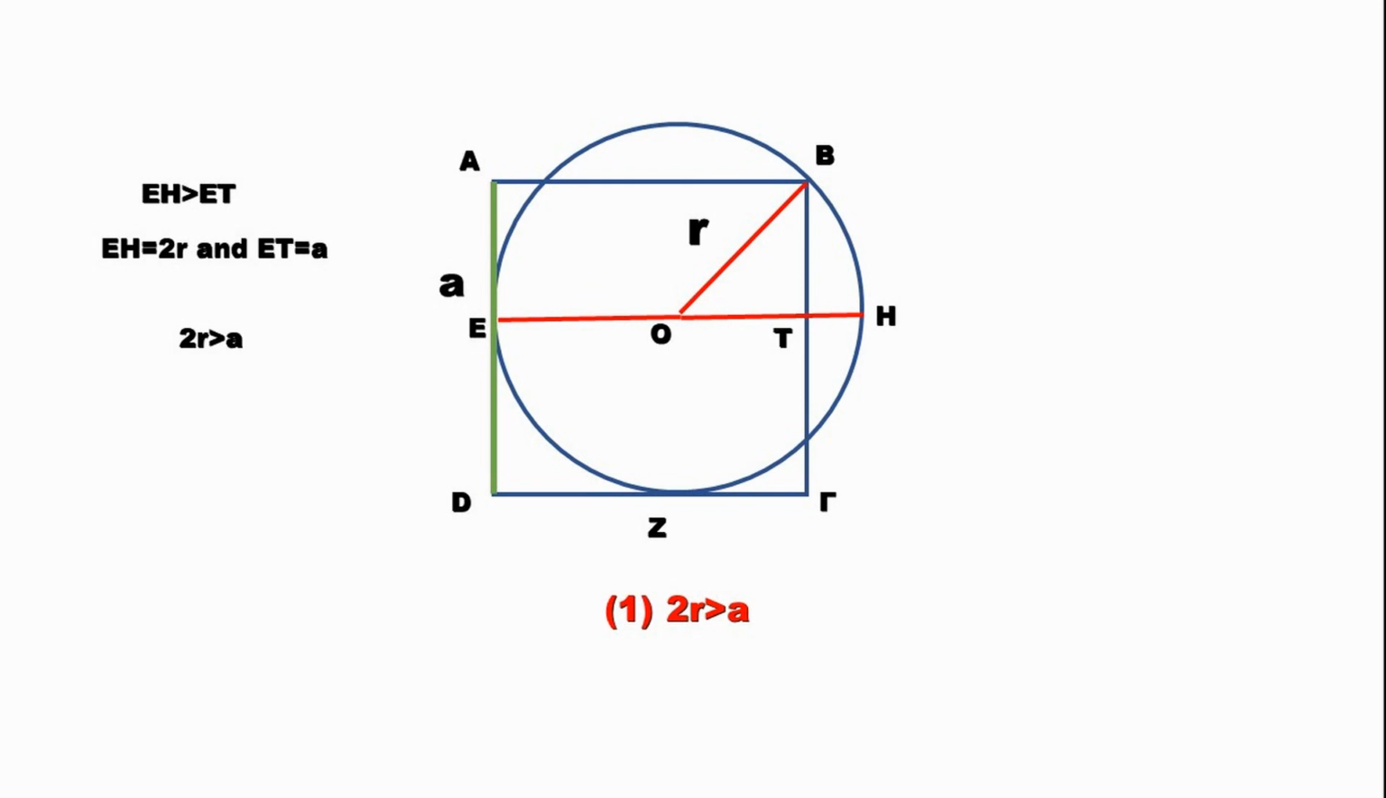Solution. We mark the center of the circle as O, the vertices of the square as A, B, C, D, and their points of contact E and Z. We notice that at the points of contact, we have perpendicularity of the radii of the circle with the sides of the square. We draw the radius of the circle EO and extend it until it intersects the circumference at H and BC at T.